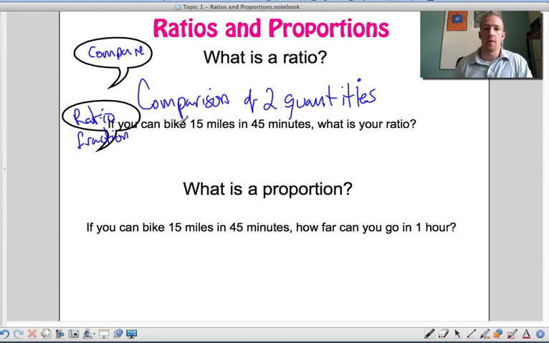All right, so if you can ride 15 miles in 45 minutes, what's your ratio? If you're comparing miles riding to minutes that you're riding, that would be 15 miles per 45 minutes. Okay, and whenever you write per, generally you have like a fraction line there. So a proportion is just the equality of two ratios.